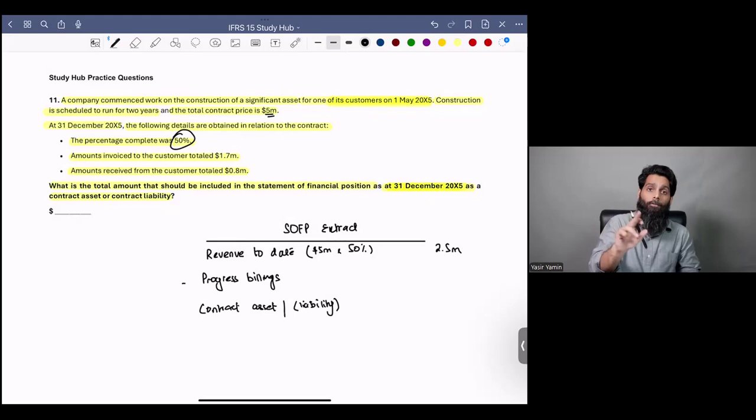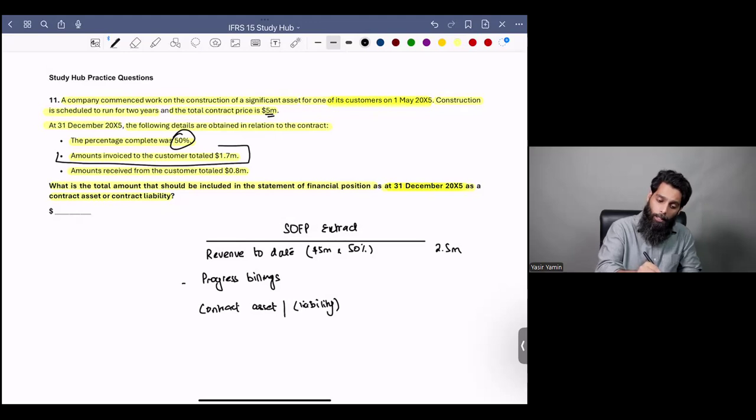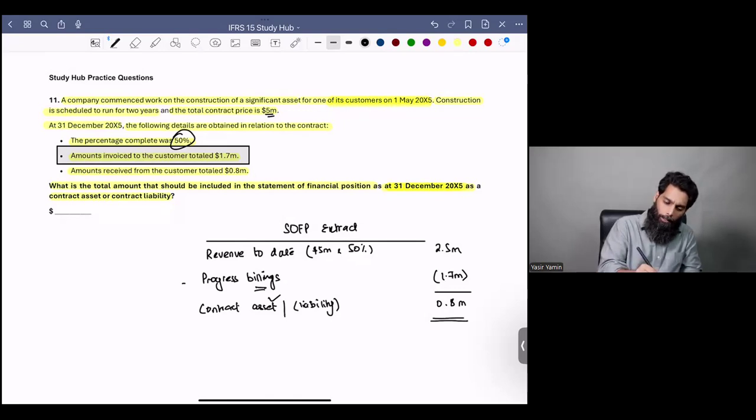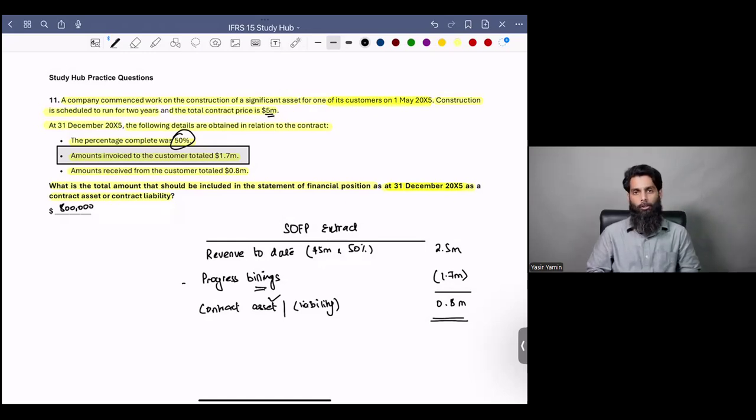How much have we invoiced to the customer? Remember, the relevance is of invoice to the customer, not the amount received. Progress bill, not the amount received. So the amount that we have invoiced to the customer is $1.7 million. And that means that the balance amount remaining to you would be a contract asset, and that should be 0.8 million. In full numbers, it should be 800,000. Does that make sense to you?